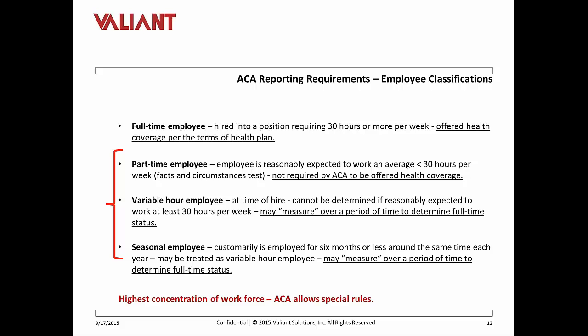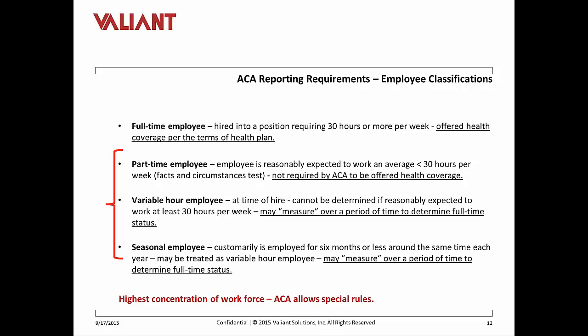Next, we are talking about variable hour employees. And these are individuals at the time of hire. It cannot be reasonably determined if these individuals are expected to work at least 30 hours per week. Their hours vary, thus the term variable hour employees. And for these individuals, we may measure their hours worked over a period of time to determine whether or not we should treat them as full-time employees for purposes of health insurance. Now, why is that so critical? That's critical because for variable hour employees, we do not have to offer health benefits as we would full-time employees after that 30-day waiting period. And I'll get to how we're going to track that in a moment. So that's our third classification, the variable hour employees.